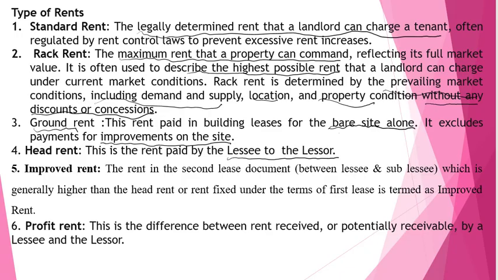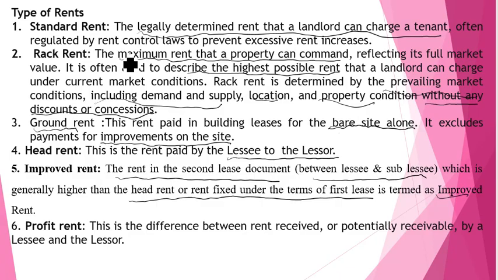And then improved rent, the rent in the second lease document, meaning between the lessee and the sublessee. The rent which is paid by the sublessee to the lessee is called improved rent, and it is generally higher than the head rent or the rate fixed under the terms of the first lease. So it is called improved rent. Profit rent is the difference between the rent received or potentially receivable by a lessee and the rent paid to the lessor. Basically, it is the difference between improved rent and head rent that is called profit rent.